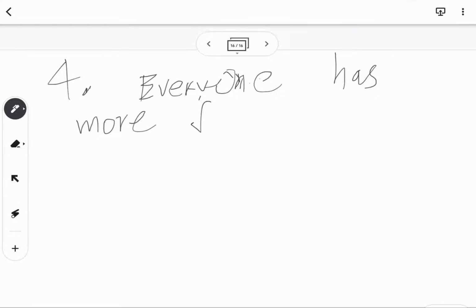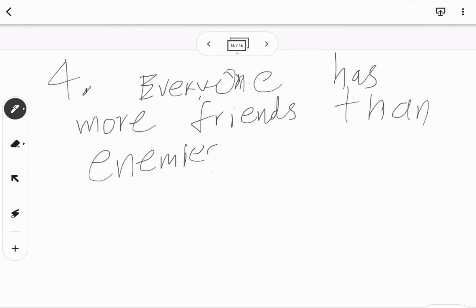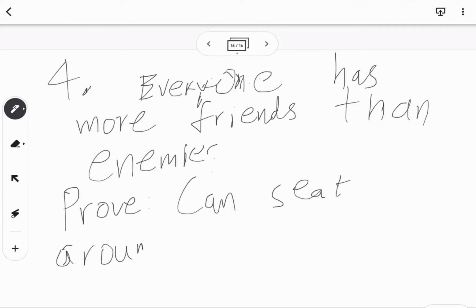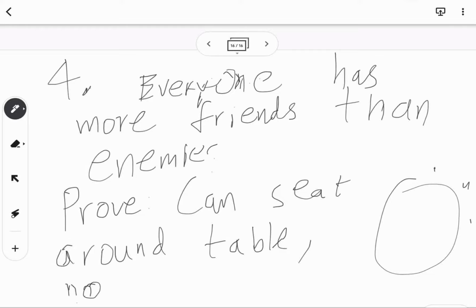So now we have a group of people where everyone has more friends than enemies, and we want to prove that we can seat them around a table. You would arrange them around a circular table, something like this, I guess not a good drawing, and then no neighbors are friends. So no 2 people sitting next to each other are friends.